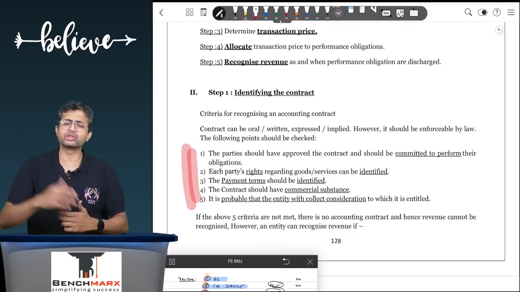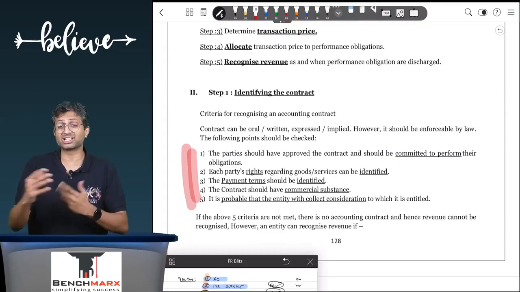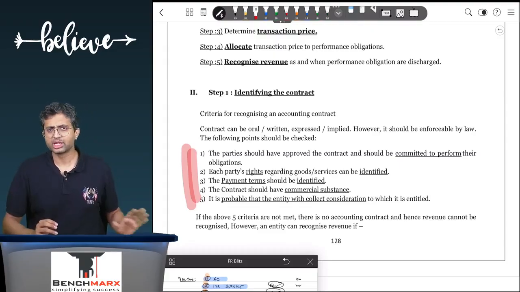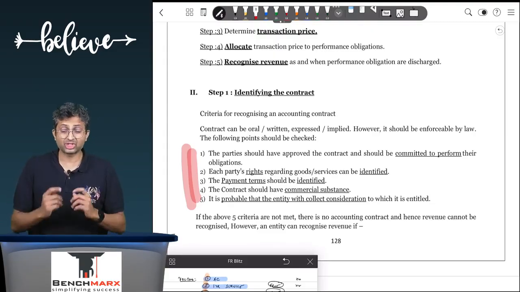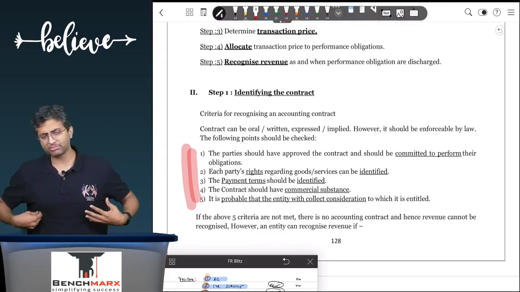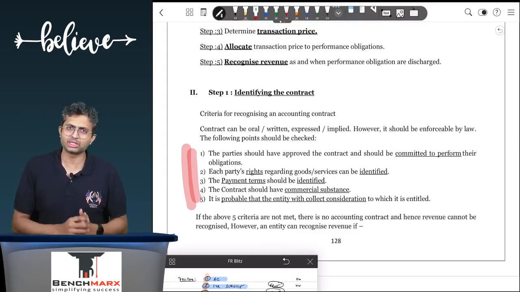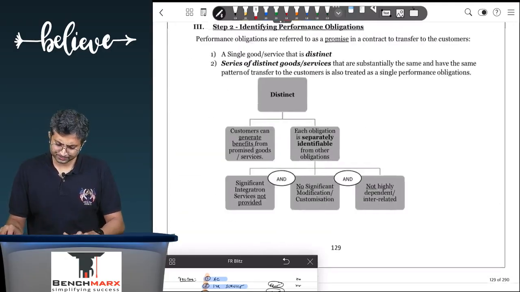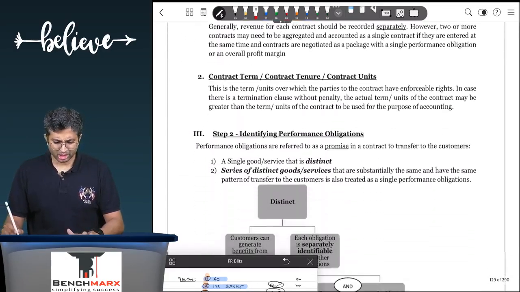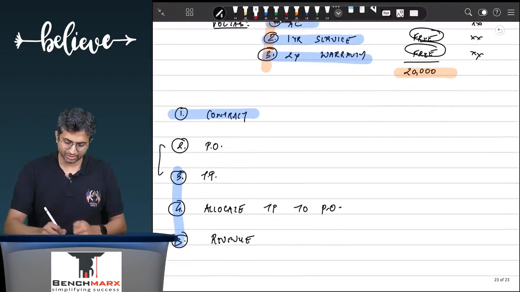Like you might take a gym membership for 12 months where they might tell you that 3 months is non-cancelable, the remaining 9 months can be cancelled without any penalty if you want. In which case you have enforceable rights. If you are a gym, you have enforceable rights on the customer only for 3 months. Your contract tenure is just 3 months in such case to start with. These are just ancillary concepts. Okay, so that is about your step 1. I would not really put a lot of weight behind step 1.